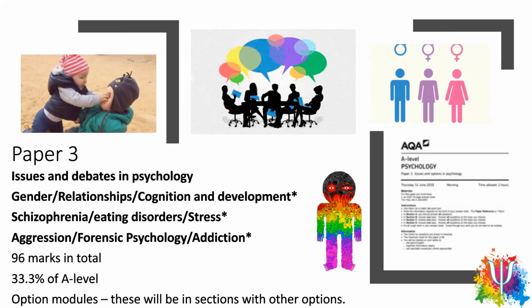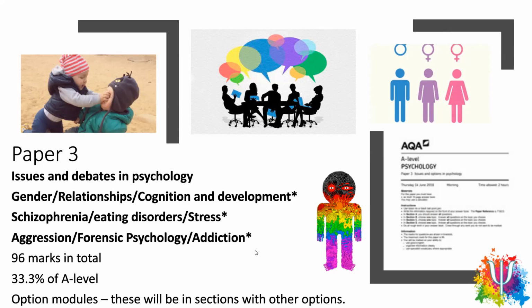Then you can see the next 3 lines. I've added, hopefully helpfully, a little star. So this suggests we would only do 1 out of these. Depending on the class, we can pick together whether we want to study either gender relationships or cognition and development. So we pick one of those, and then we can pick one from schizophrenia, eating disorders, and stress. And then we can pick one from aggression, forensic psychology, and addiction.